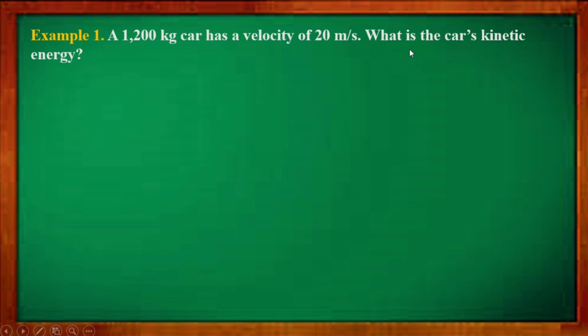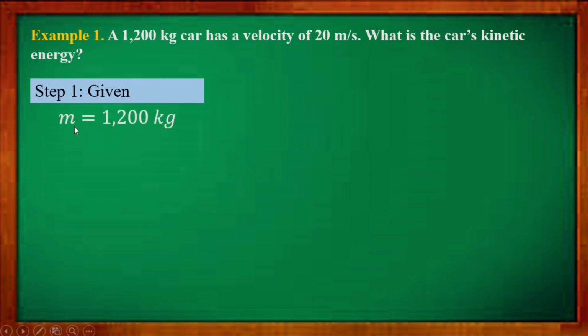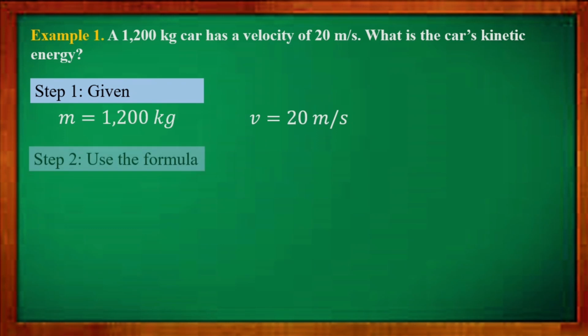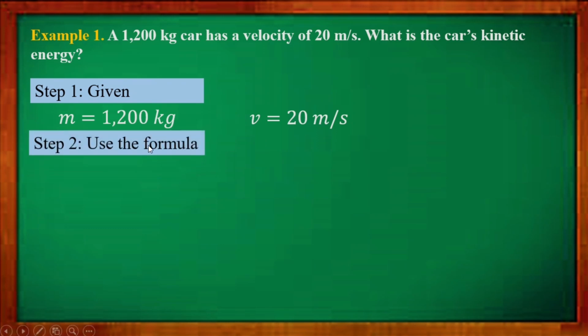And for us to get its kinetic energy, we are going to perform this procedure. So, step 1 again is to find the given values. And based on this problem, the given values are the following. So, M or the mass of the car is 1,200 kilograms and the velocity is 20 meter per second. After we identify the given values, what we are going to do next is to use the most appropriate formula in getting kinetic energy, which is given by KE equals 1 half times M times V squared.